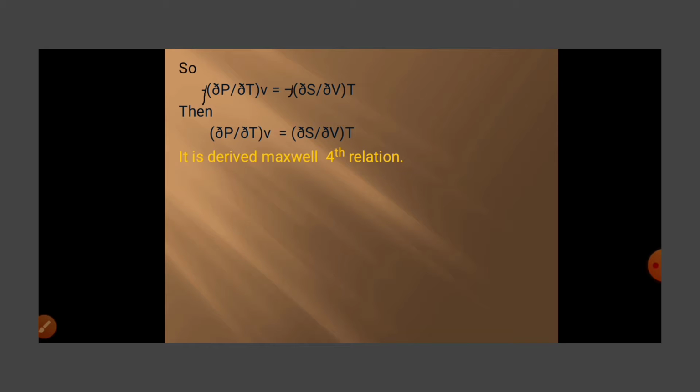Because we have a negative expression, the expression was in negative form, so we just place a minus sign on both sides. After placing the minus sign, these minus signs can be cancelled out with each other. So then our final equation will be ∂P/∂T at a constant V equal to ∂S/∂V at a constant T. It is the derived Maxwell fourth relation. In that way we can calculate the Maxwell fourth relation.